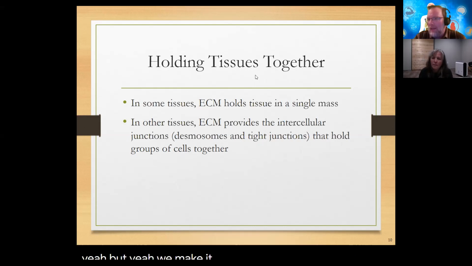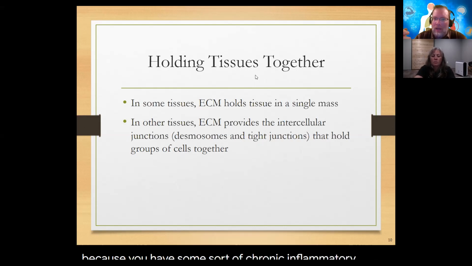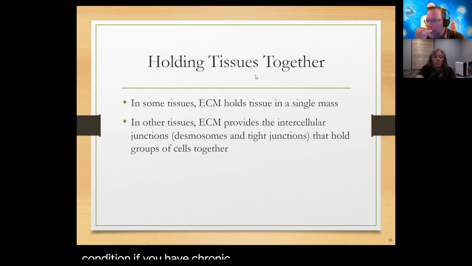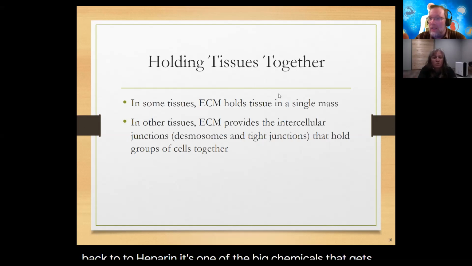If you don't make it, or if you don't have enough for what the body's demands are, usually it'd be because you have some sort of chronic inflammatory condition. If you have chronic inflammation, you may have some heparin imbalances. We're seeing blood pressure and heart issues, cardiovascular issues going back to heparin. It's one of the big chemicals that gets spritzed when we respond to stress. So chronic stress and heparin go hand in hand.